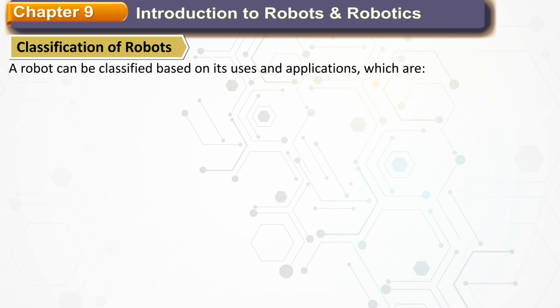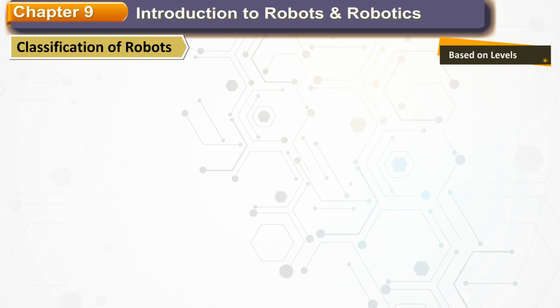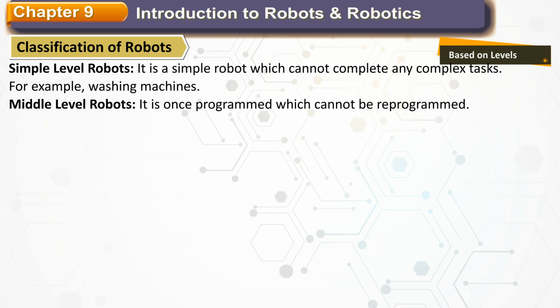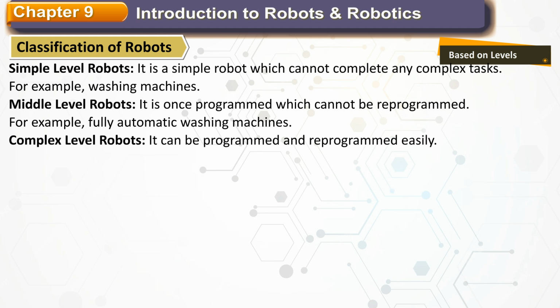Classification of robots. A robot can be classified based on its uses and applications, which are based on levels. Simple level robots. It is a simple robot which cannot complete any complex task. For example, washing machines. Middle-level robots. Once programmed, it cannot be reprogrammed. For example, fully automatic washing machines. Complex level robots. It can be programmed and reprogrammed easily. For example, laptops or computers.